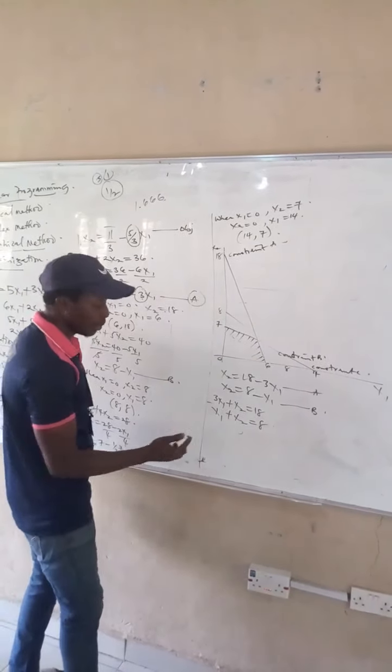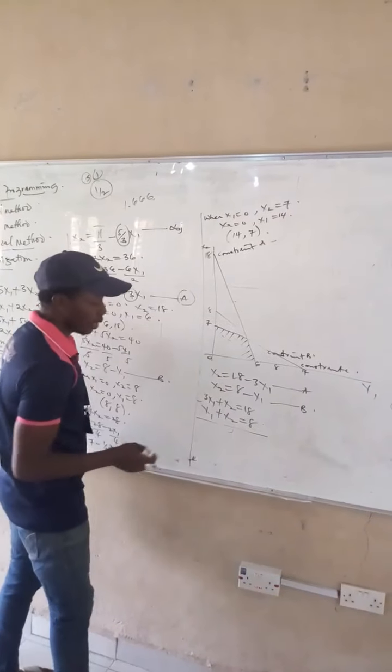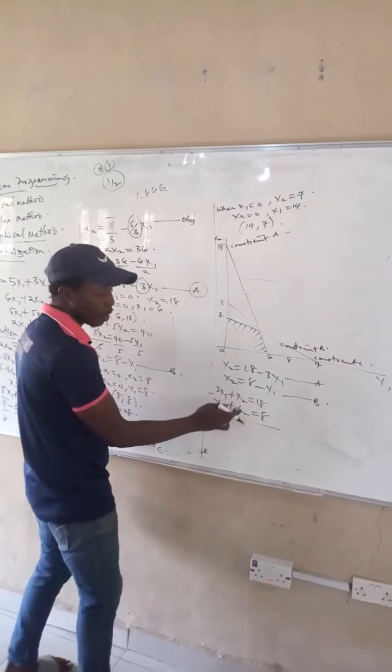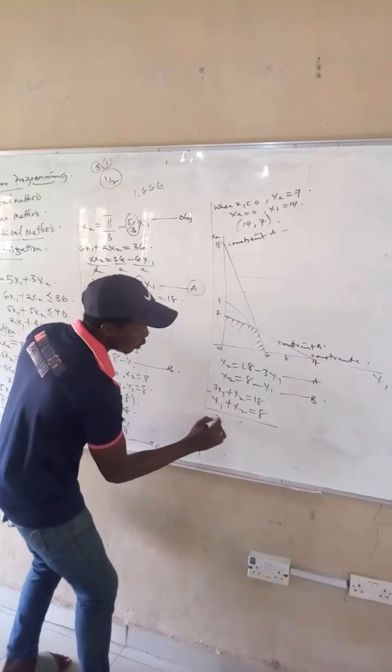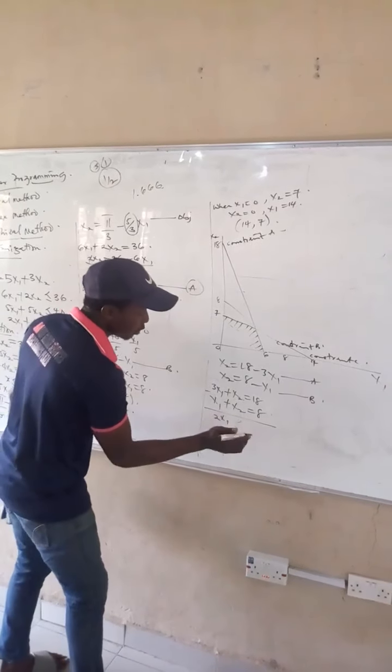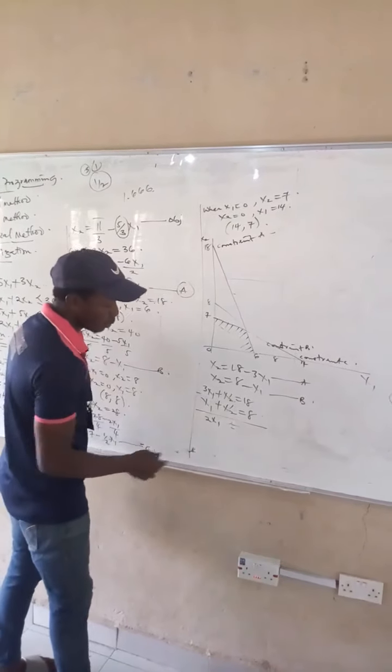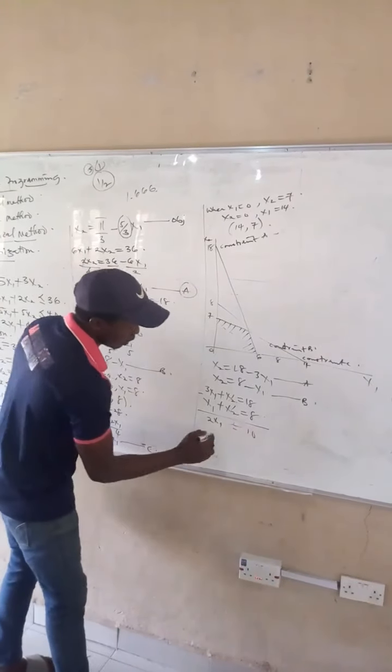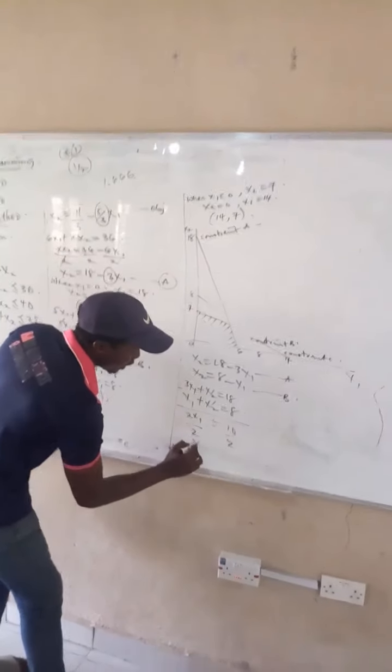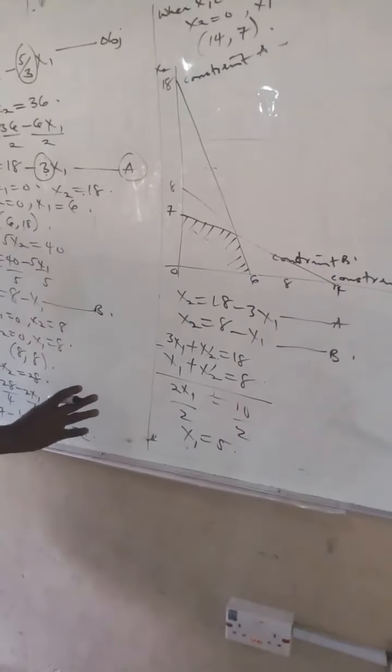So you can use the elimination method by eliminating x2 because we are having a coefficient of 1 here. So this minus this, we are having 2x1. This is 0, this is out. So here we are having 10. Therefore, you divide 10 by 2. So x1 equals 5.